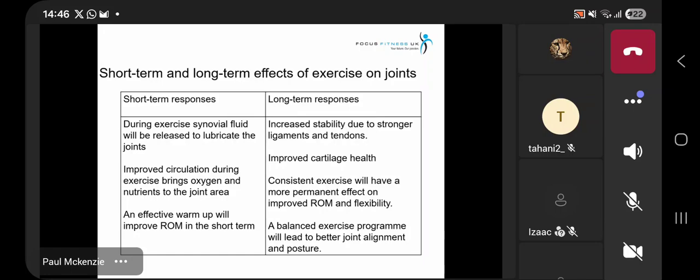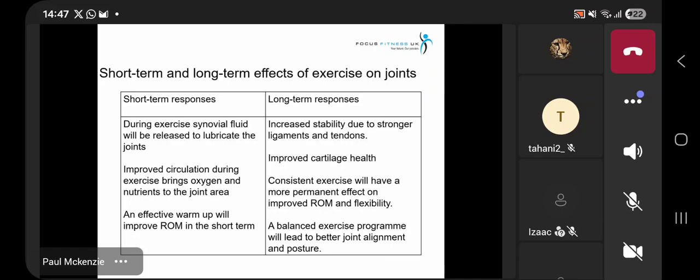Short and long-term effects of exercise on joints. So in the short term, in other words, during exercise, synovial fluid will be released to lubricate the joints. As soon as you're exercising and warming up, that synovial membrane is going to secrete this fluid. That fluid is going to become less viscous. In other words, it's become thinner. It can lubricate the joint a lot better.